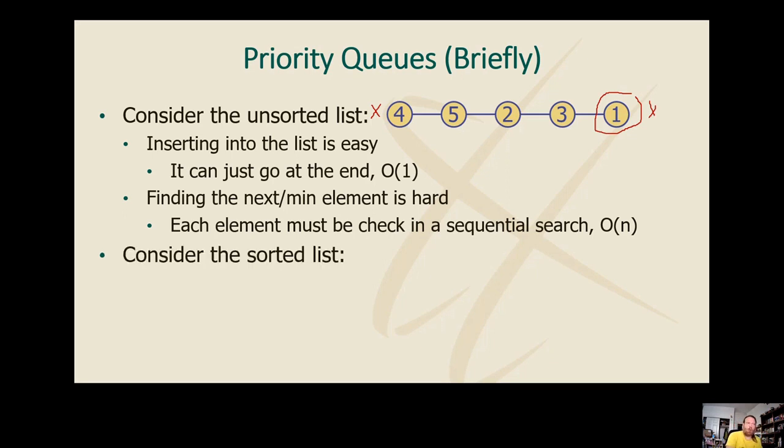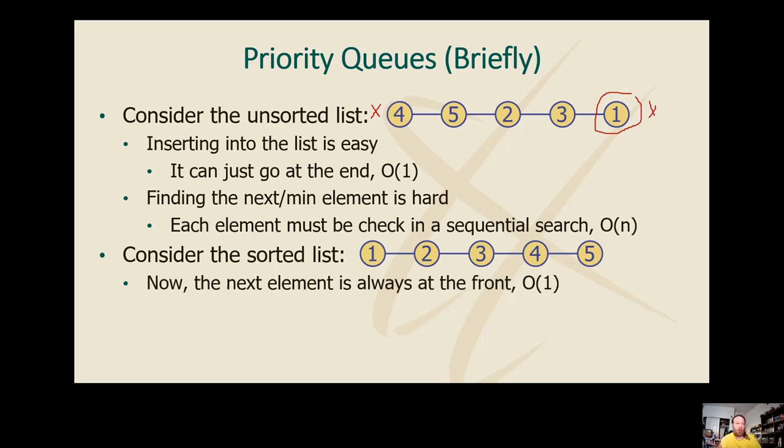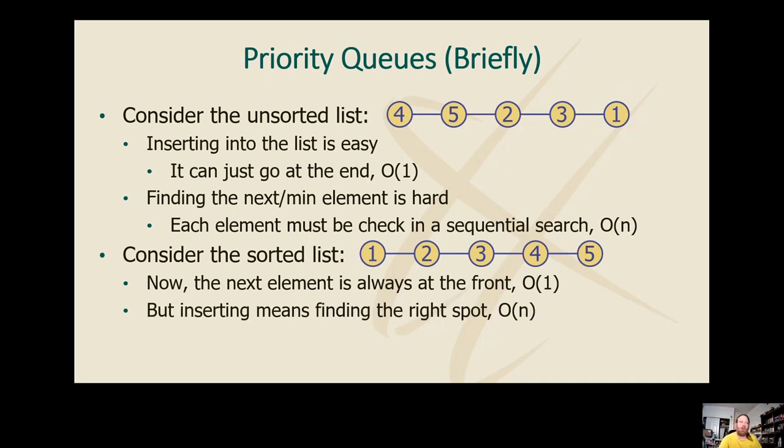Conversely, we could use a sorted list. Now the next element's always at the front. That's super easy. If we add 0, that's going to come up here, so it's always going to be big O of 1. That's going to be easy to find what we need. But now when we insert 3.5, we've got to find out that it goes here. So inserting is going to be a linear process.